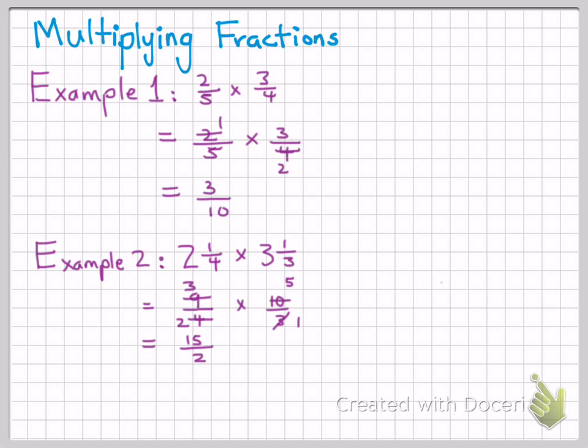This is an improper fraction, so we must remember to change it to a mixed number. 2 goes into 15 7 times, remainder 1. So my answer is 7 1/2.